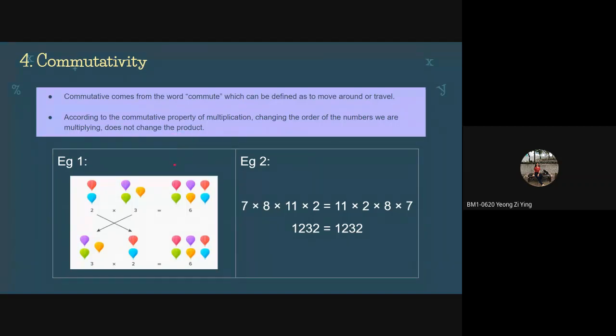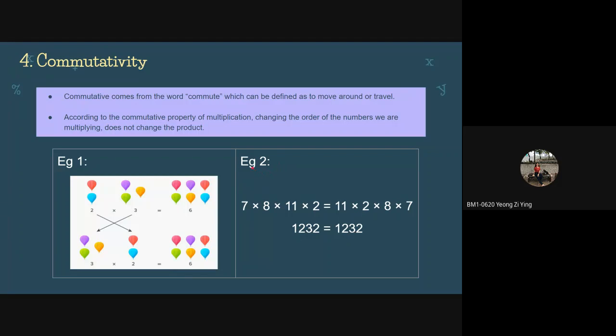product. It's just the same as addition and subtraction. For example, 2 times 3 is equal to 6. If we change the positions of 3 and 2, 3 times 2 is also 6. So the position changed, but the answer remains the same.